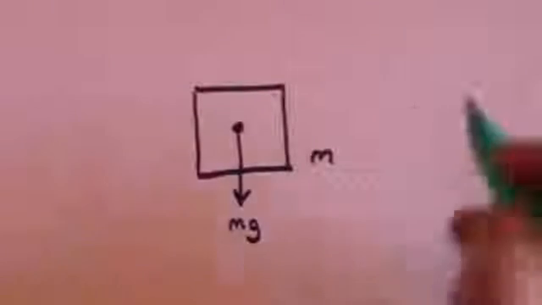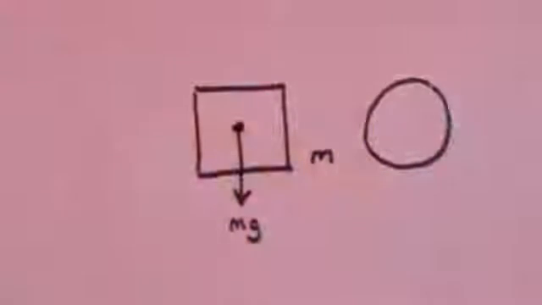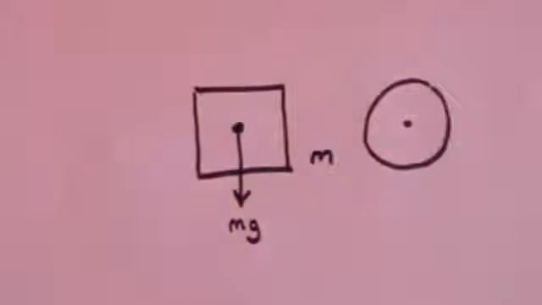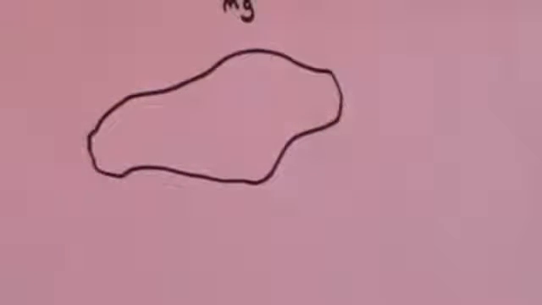Well, that's fine if you've got a regular sized object. For example, if you've got a circle or a sphere, once again, the centre of mass will by symmetry be the centre of the circle or the centre of the sphere. But suppose you've got an irregular shaped object, something like this. How are you going to find the centre of mass of that?